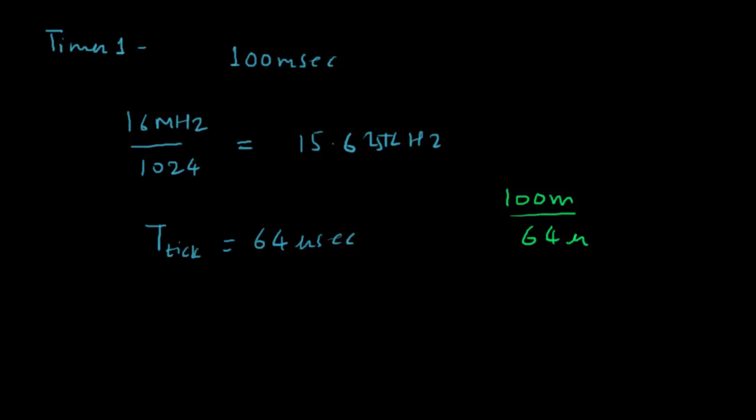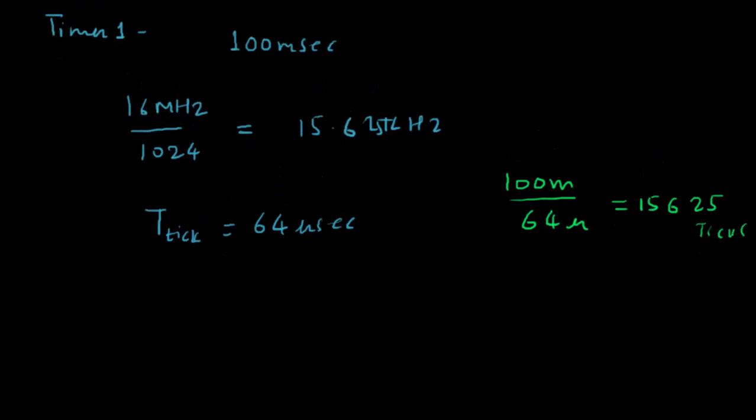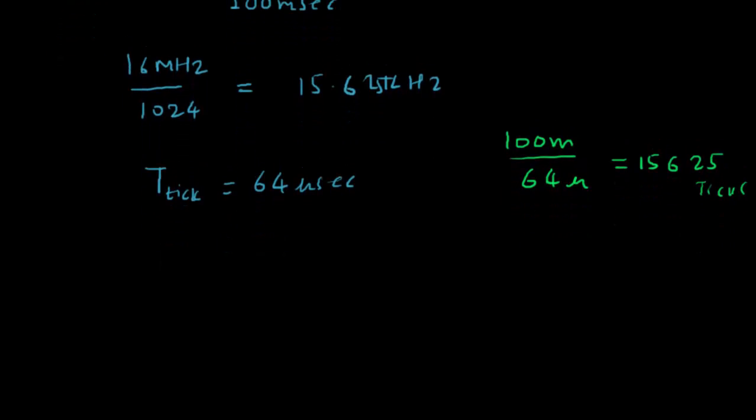So that would approximately be 15,625. So we know that we really need timer 1, because timer 0 and timer 2 will just go from 0 to 255, so we cannot take such a large value. I'll be showing you how the timer 1 overflow works. So counting from 0 to 15,625 with a prescaler of 1024 will generate a delay of 100 milliseconds.